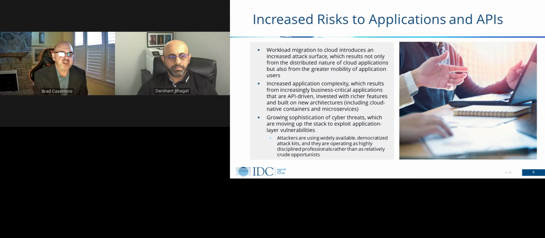You also have increased application complexity, which results from the increased nature of these business critical applications. These are all API driven, of course. We have things like API gateways, and we're moving to ingress controllers in a cloud native world. And these apps are invested with richer features and greater functionality.